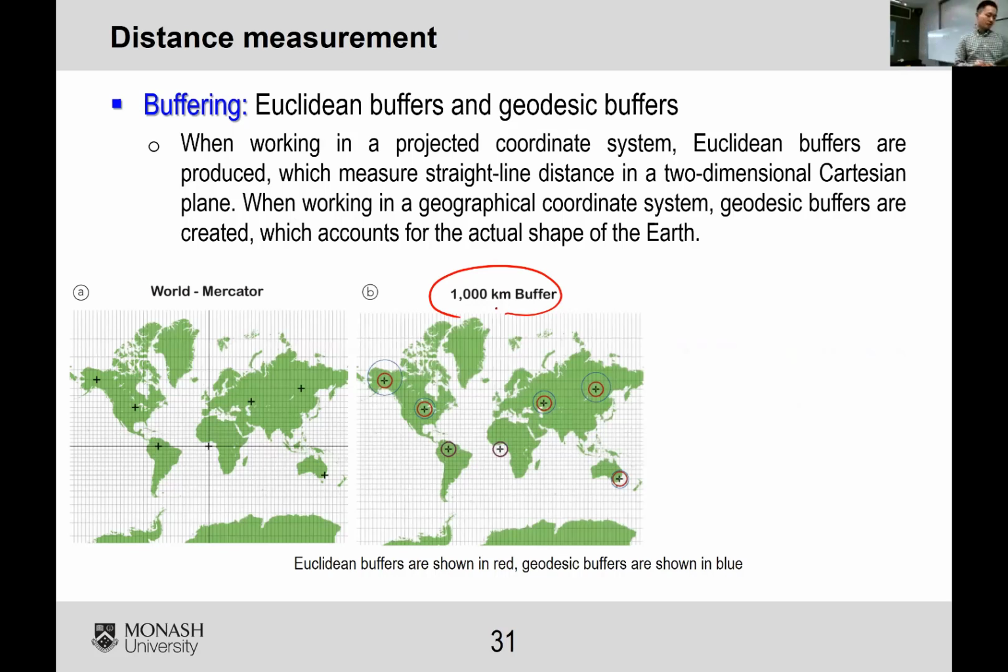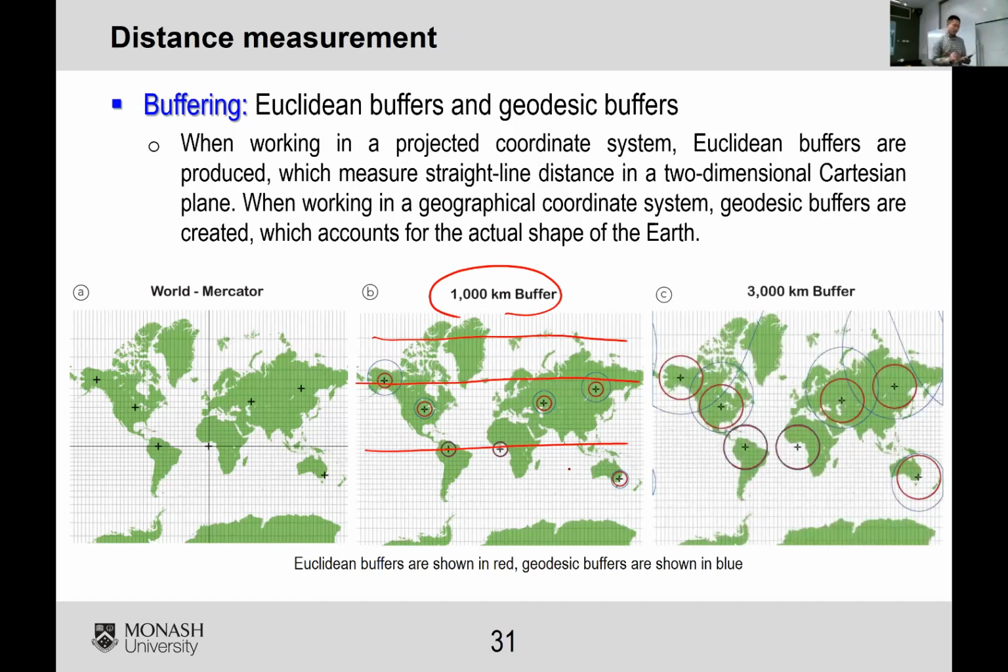So in this case, if we're creating a 1,000 kilometer buffer, the red ones are the Euclidean buffer or the planar buffer, and the blue ones are the geodesic buffer. You see how they look differently? Basically because the length measurement in the high latitude is different from the low latitude. And it becomes more extreme if we increase the width of the buffer. And this can create some very interesting misunderstanding.